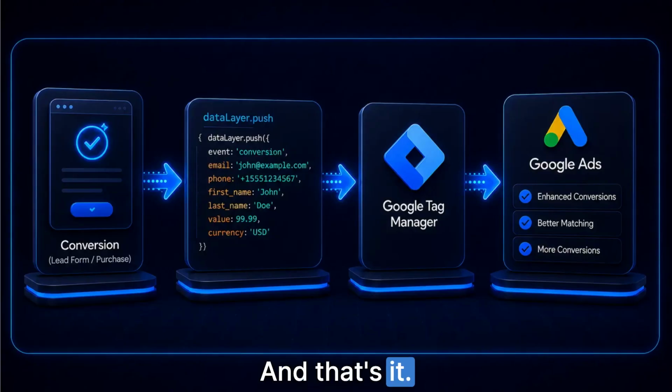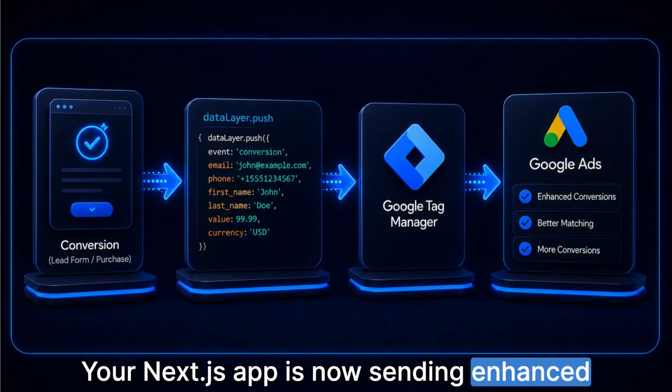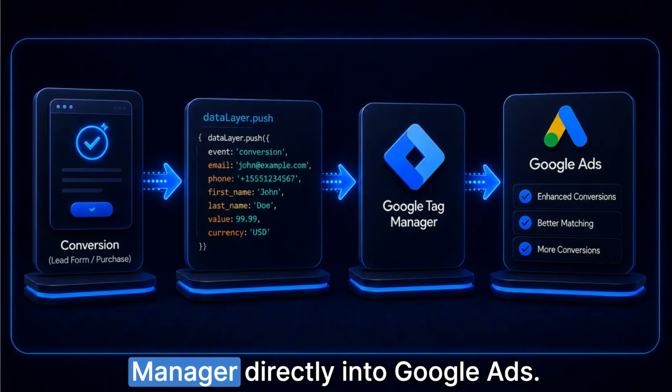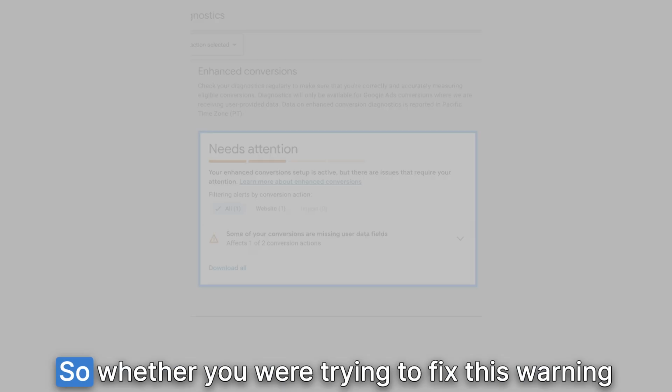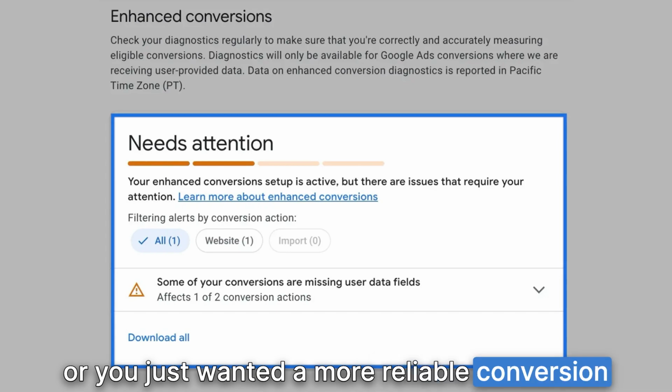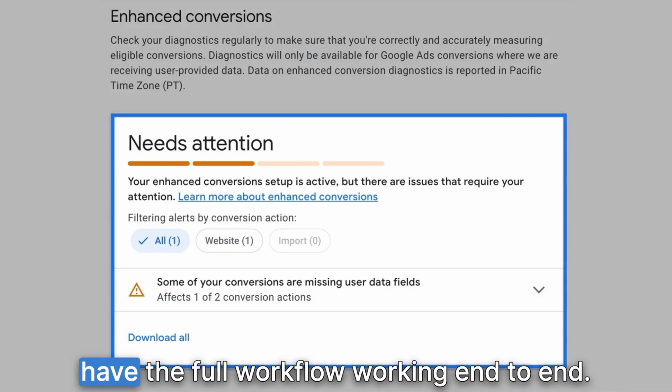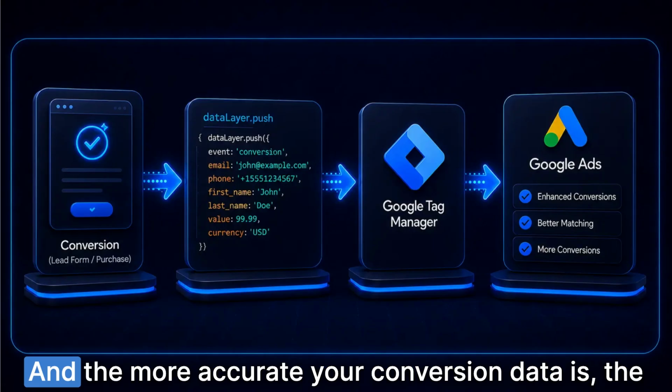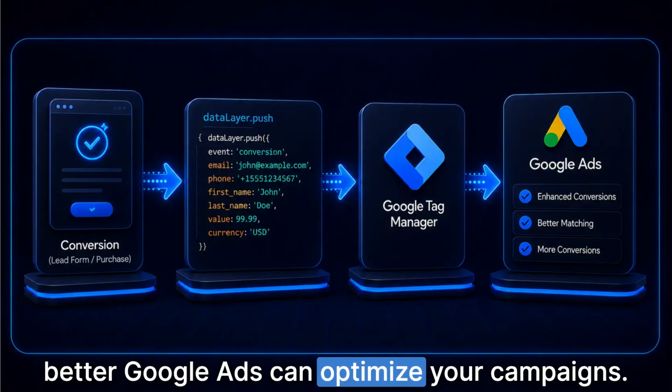And that's it. Your Next.js app is now sending enhanced conversion data through Google Tag Manager directly into Google Ads. So whether you were trying to fix this warning or you just wanted a more reliable conversion tracking setup from the start, you now have the full workflow working end to end. And the more accurate your conversion data is, the better Google Ads can optimize your campaigns.